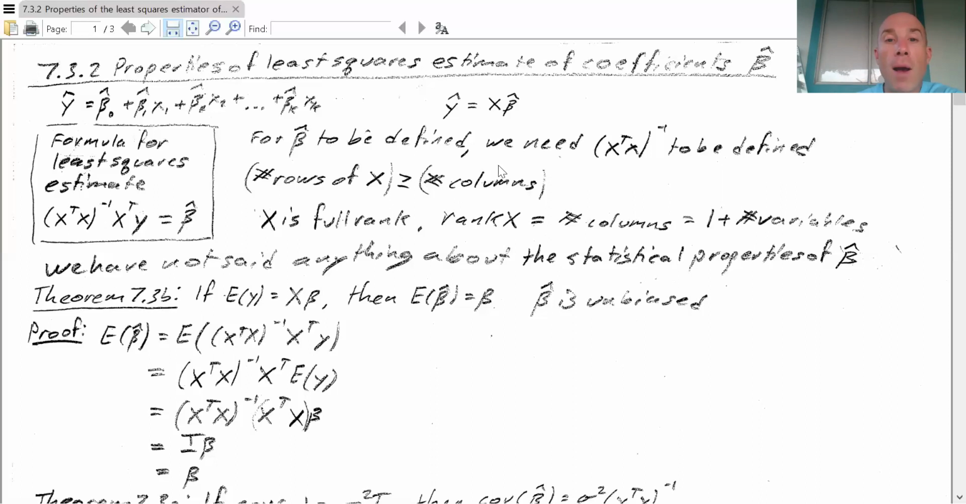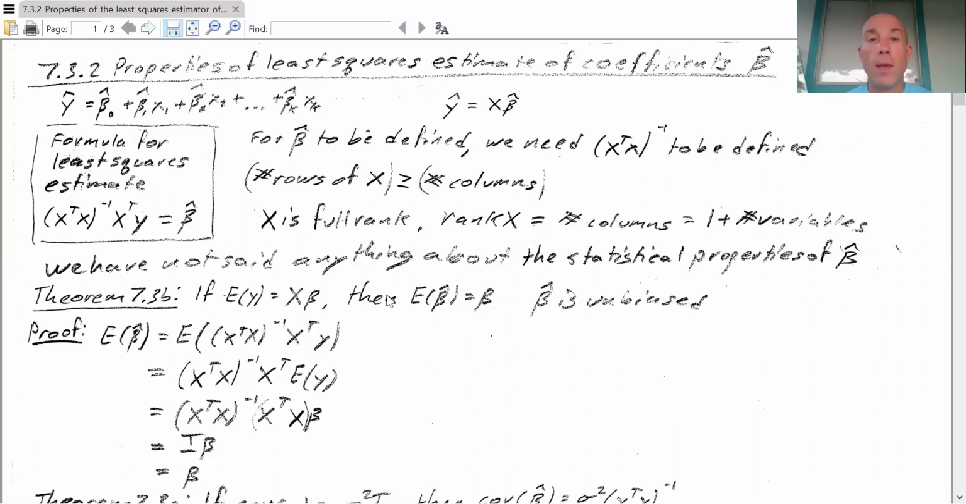So when we're talking about this inverse existing, we need our X matrix, first and foremost, to have at least as many rows as we have columns. And remember, when we talk about columns, that's all of our predictor variables plus the constant one column. So that's the first thing we're going to need. Also, we need X to be full rank. If we don't have full rank, this inverse will not exist. And the rank, since it's going to be full rank, will be the number of columns, which will be equal to 1 plus our number of variables.